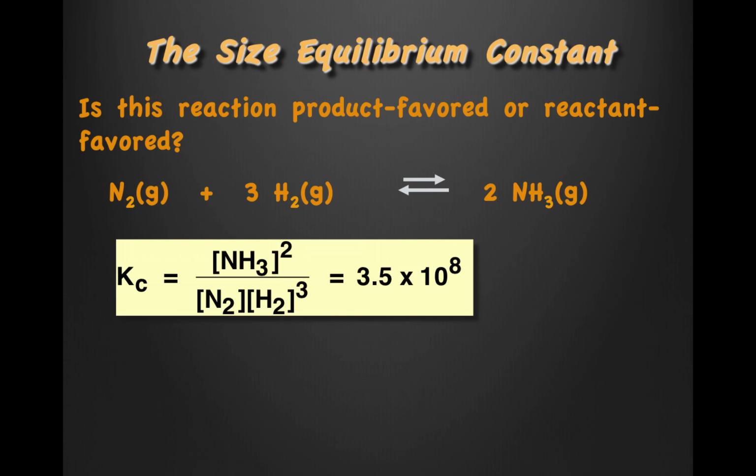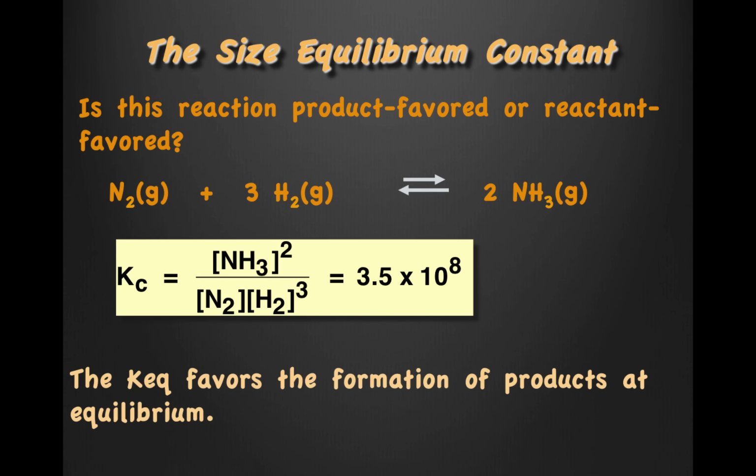Let's look at this example. Is this reaction product favored or reactant favored? Nitrogen plus hydrogen forming ammonia. Remember, the equilibrium constant is equal to the concentration of products over the concentration of reactants. This has an equilibrium constant of 3.5 times 10 to the 8th. Since K is much greater than 1, the products are favored.